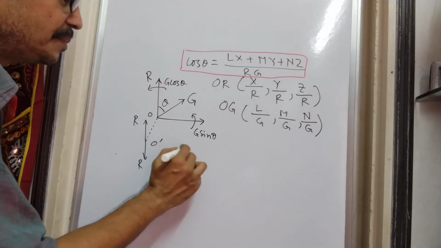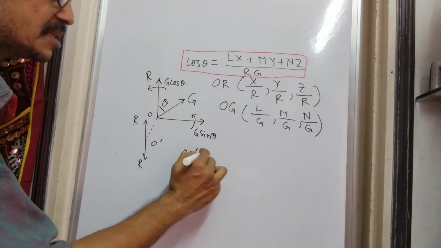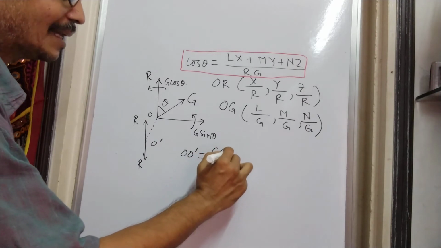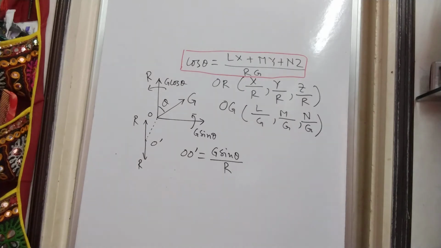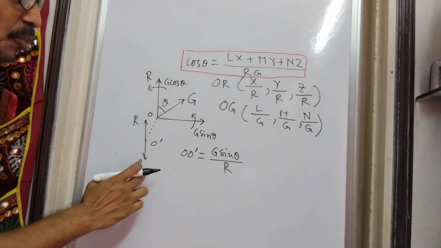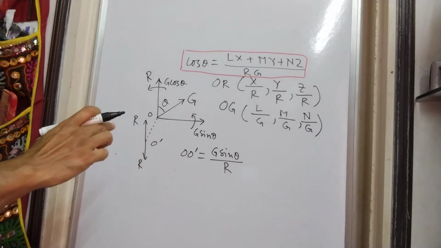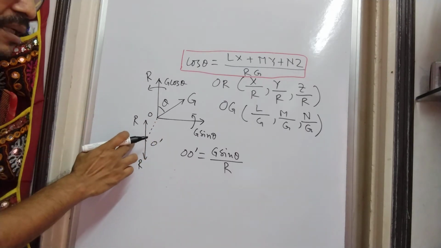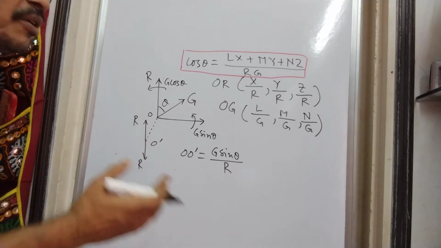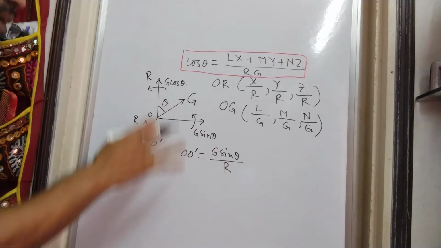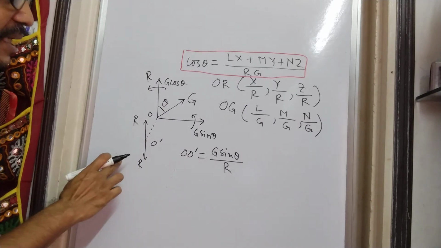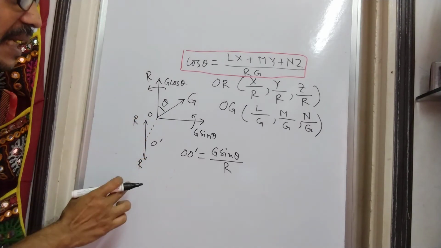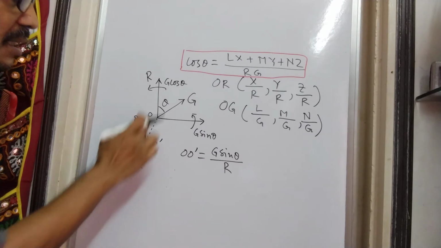This O prime, the distance is measured or taken as G sin theta by R. Then what happens? It's very interesting. I am applying equal and opposite force at a distance O prime R. So they have no effect altogether. But what is the effect of the whole system? See that we have actually a force R here and a couple RR.